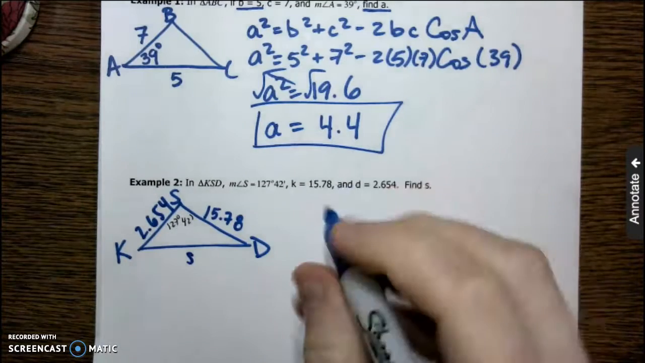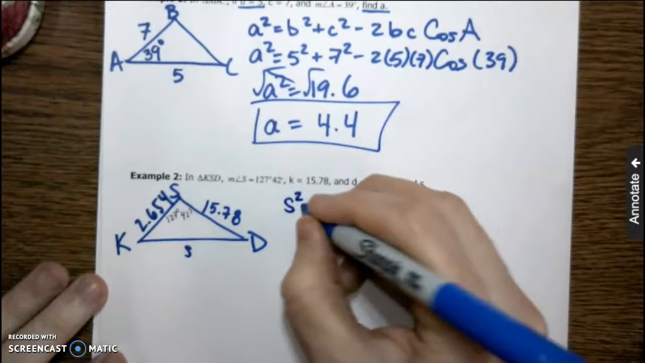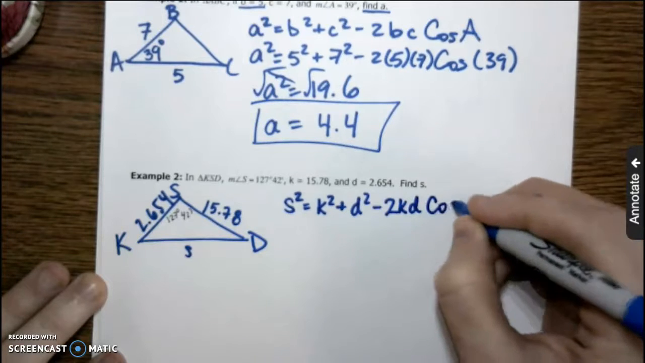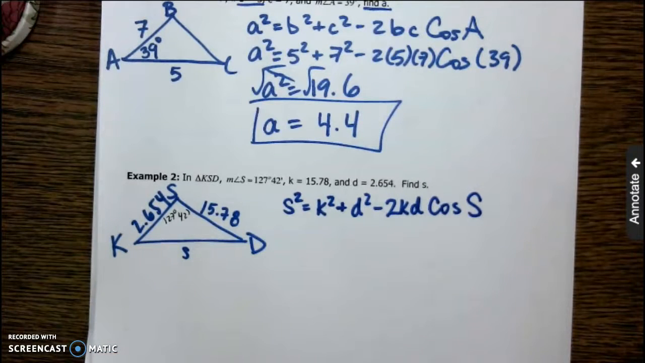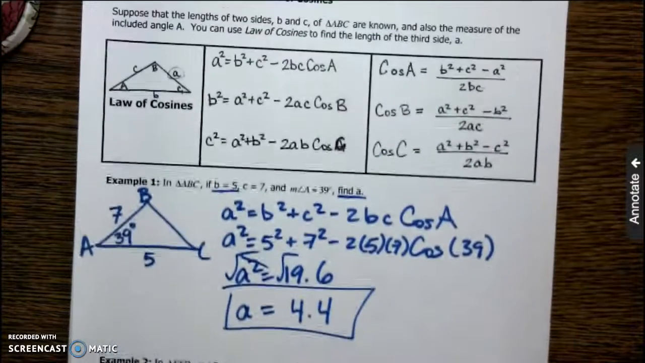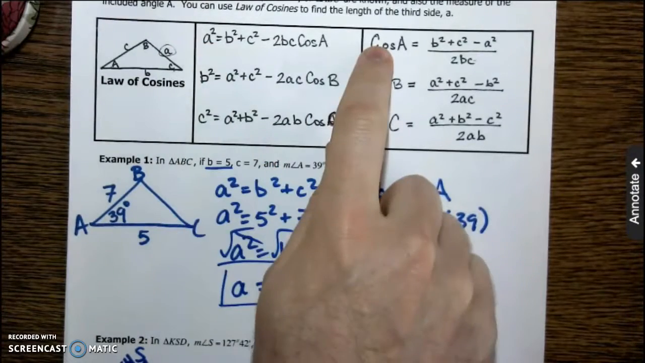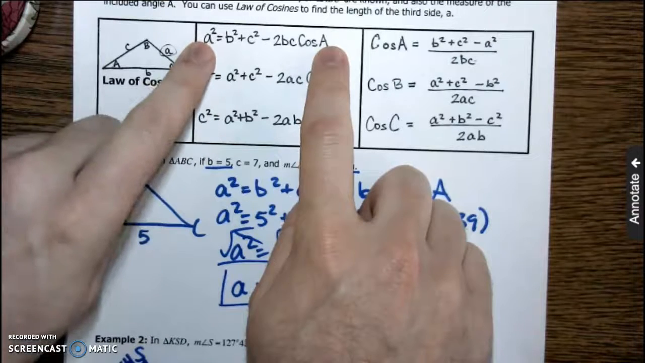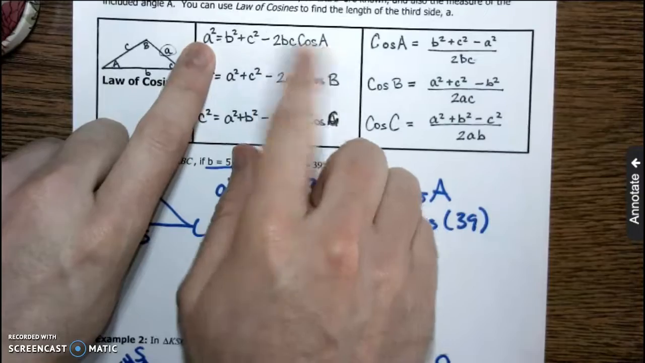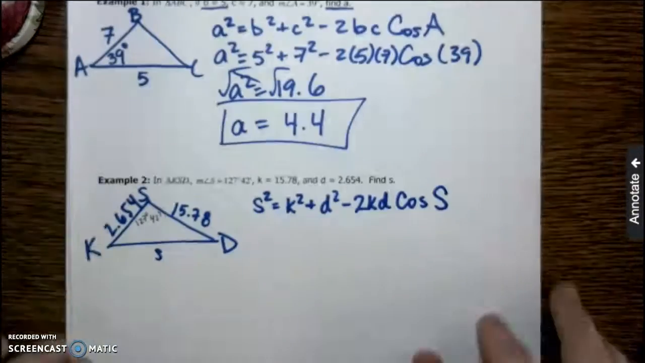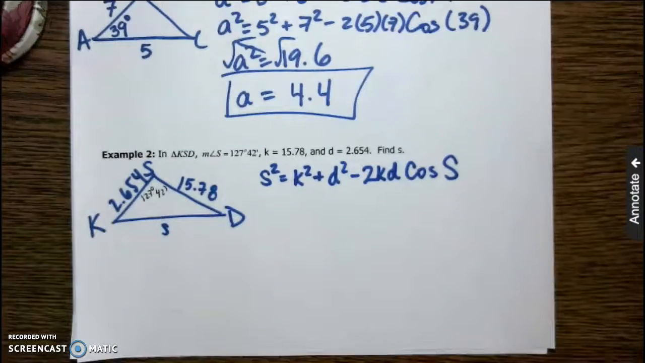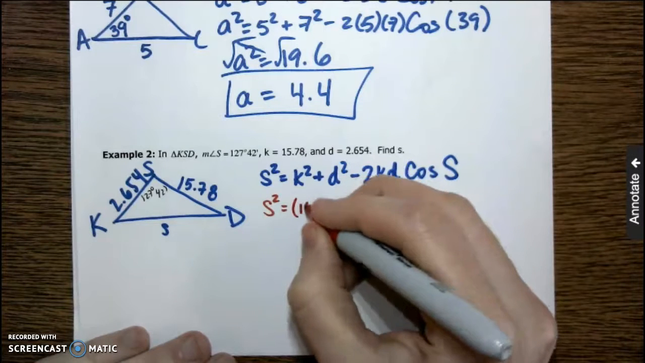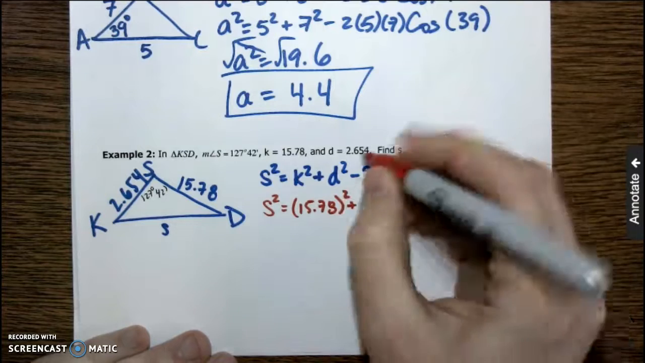So if I want side s, let's use these letters to make the equation. It would be s squared equals k squared plus side d squared minus 2 side k side d cosine of angle S. And we happen to know all of those things. Where am I getting this from? I'm just changing all the A's, B's, and C's into K, S, and D. So if a is the one I'm looking for, and it's called s, then I changed those to s's. And if k and d are the ones I know, then I changed all my b's and c's into k's and d's, because they all have that same pattern, just the letters change. So then if you fill in what you know, k is 15.78, d is 2.654.